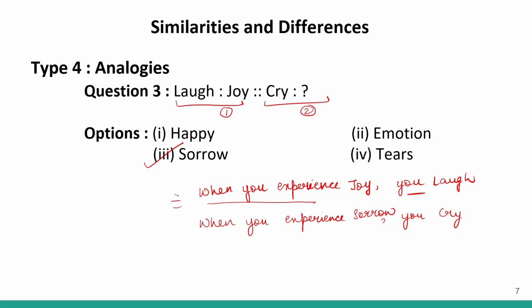So first we found out the relationship between the first pair, and then we used the exact same relationship to identify the missing element. This is how you solve any question on analogy.